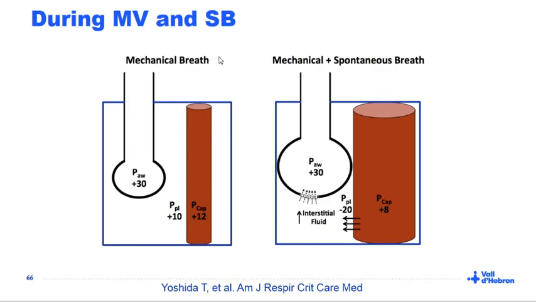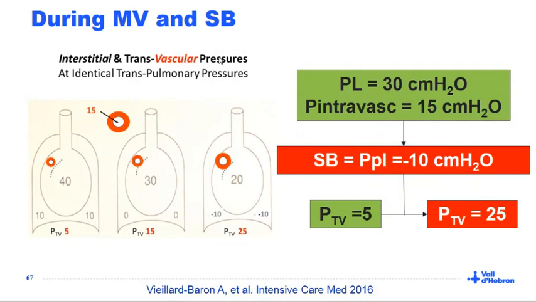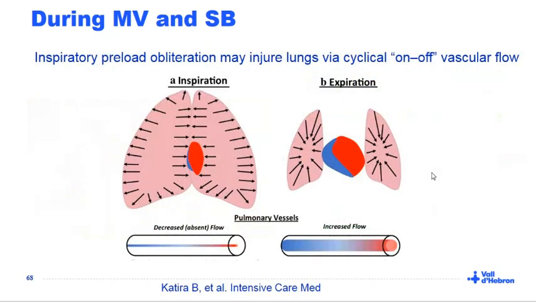This slide was explained yesterday by Takeshi. Another way to explain it is if you keep constant transpulmonary pressure and intravascular pressure and you add spontaneous breathing, pleural pressure becomes negative and you move from 5 to 25 your transvascular pressure, making more fluid go to the interstitium. And it has also been shown that another mechanism of BILI is the repeated occlusion, or decrease and increase in the flow during inspiration and expiration.